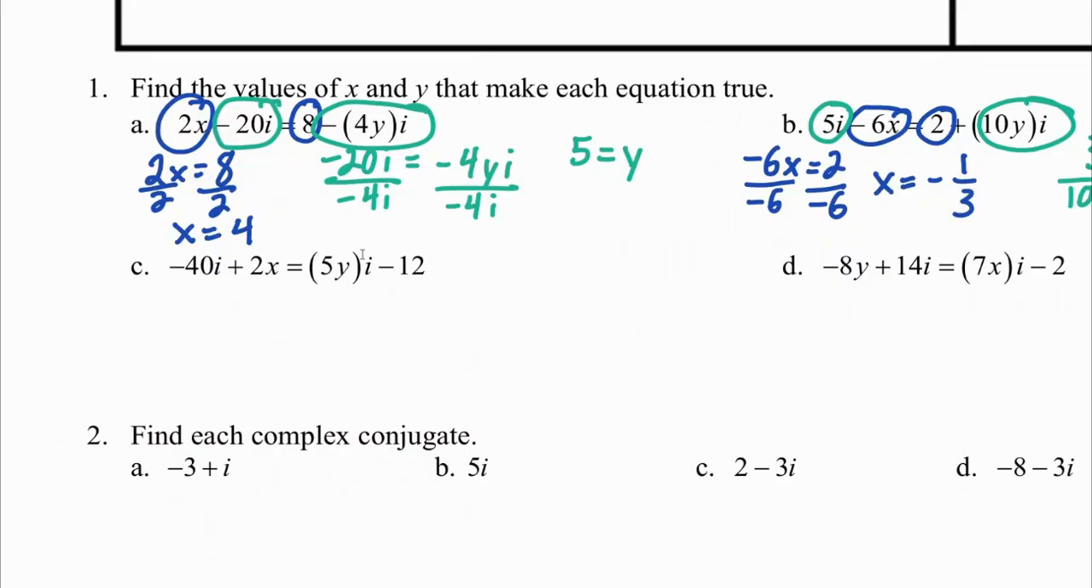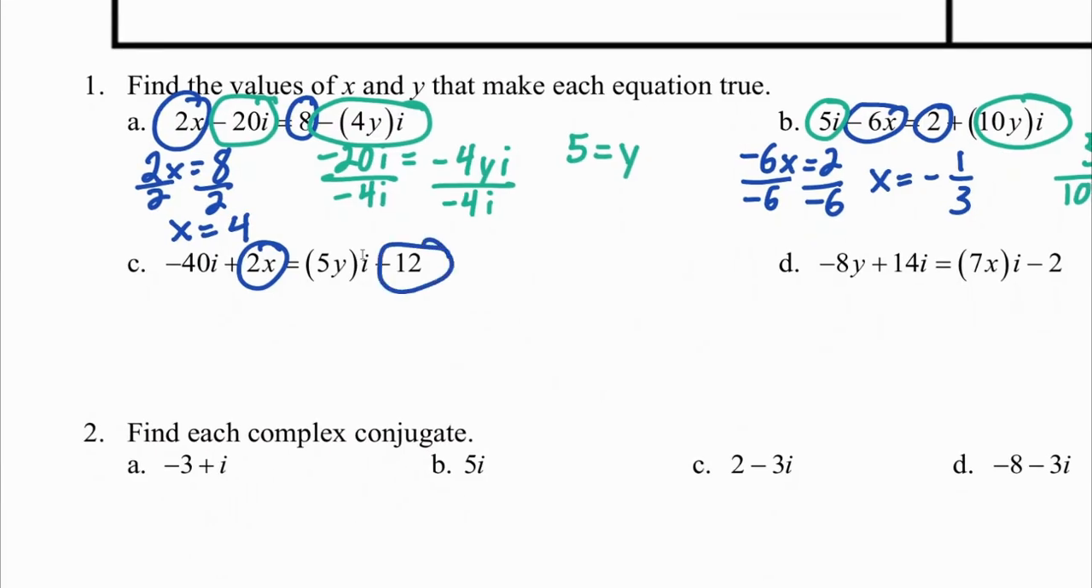Alrighty. So again, with this one, we do real equals real. On the left side, we have 2x is real, and on the right side, we have negative 12. We do want to keep the signs in front of those terms when we set these equal. So 2x equals negative 12. We divide both sides by 2, and we'd get that x is equal to negative 6.